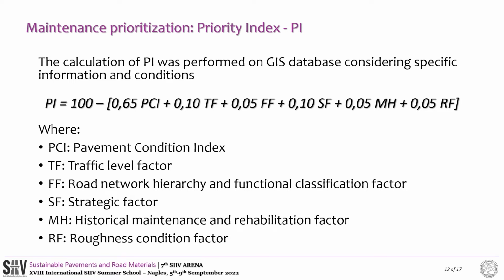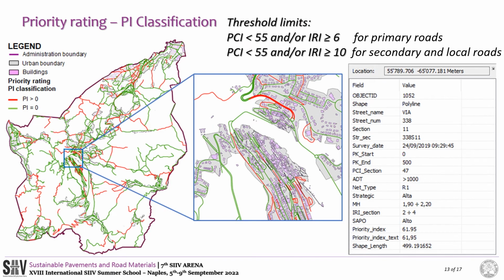Note that the previous factors are parameterized with appropriate weights according to a relative rating value ranging from 0 to 100. The priority index, PI, was defined as a number ranging from 100 to 0, where 100 means the maximum priority, while 0 means no repair or preventive maintenance. The PI is calculated if PCI or IRI values exceed the respective safety threshold: PCI lower than 55 and IRI equal to or greater than 6 for primary roads, and IRI greater than or equal to 10 for local and secondary roads with operating speed lower than 50 km per hour.